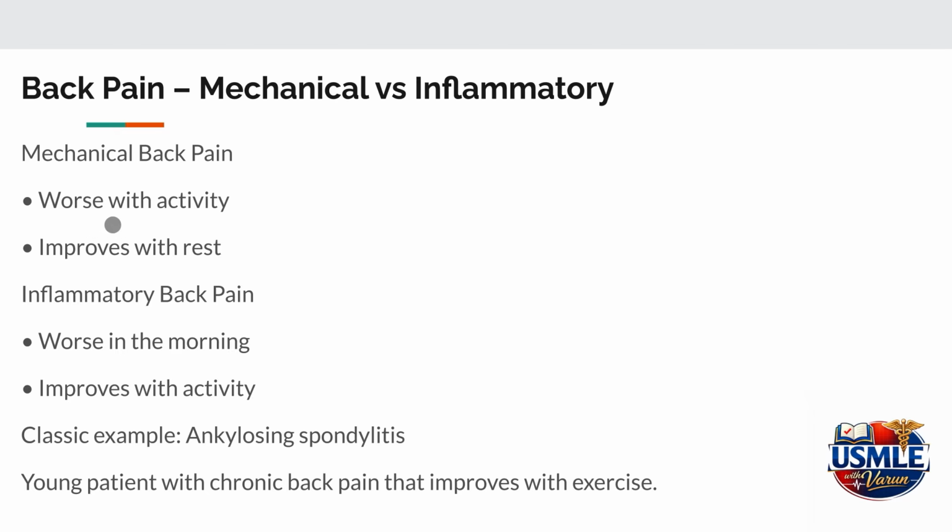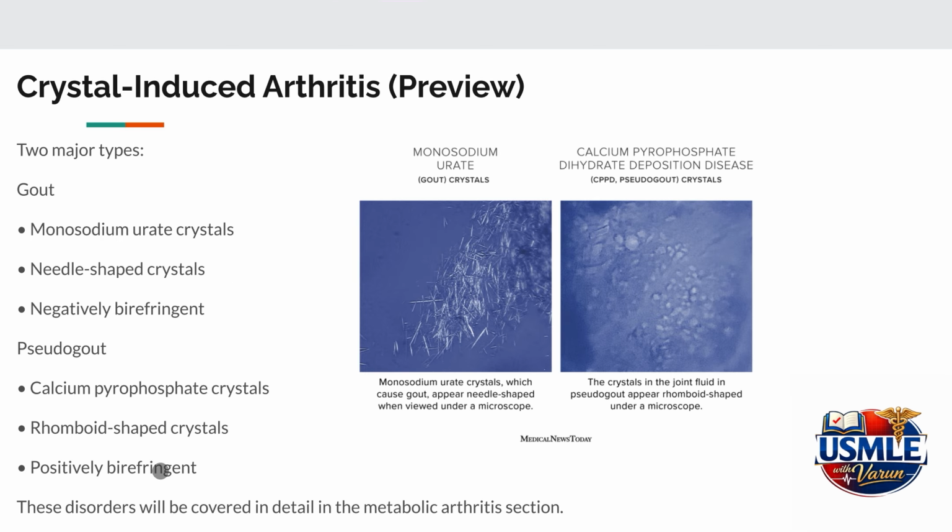Mechanical back pain typically worsens with activity and improves with rest. Inflammatory back pain behaves differently. It is usually worse in the morning and improves with exercise. Ankylosing spondylitis is the classic example of inflammatory back pain. Exam questions often describe a young patient with back pain that improves with activity.